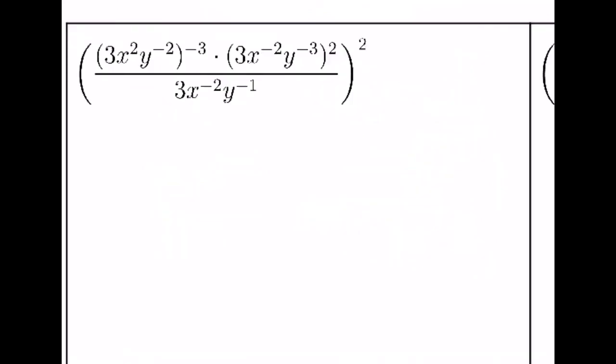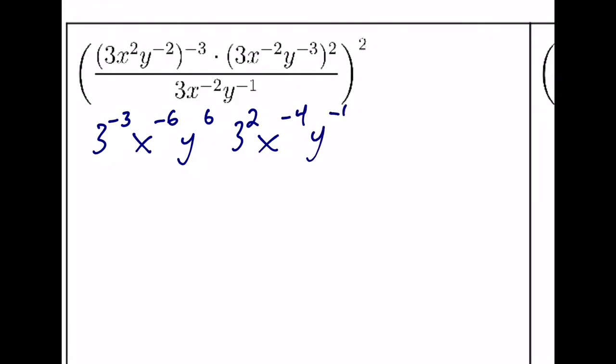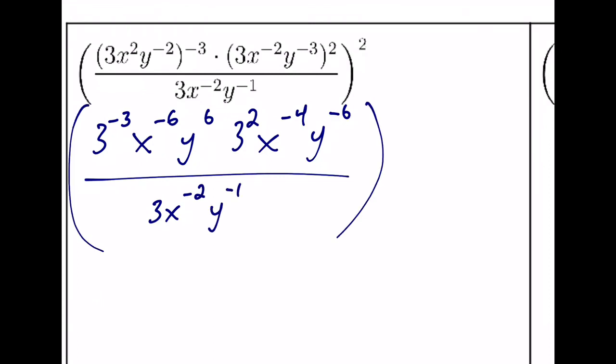For the fourth section, you have to use the power rule multiple times. So 3 to the negative 3rd, x to the negative 6, y to the positive 6, 3 squared, x to the negative 4, y to the negative 6, all divided by 3x to the negative 2, y to the negative 1, all raised to the second power.